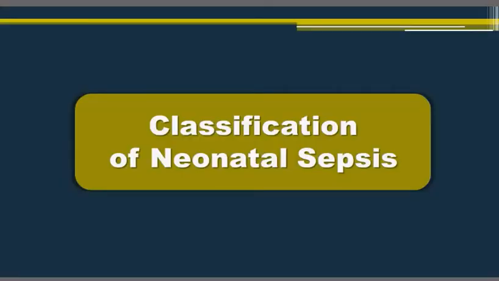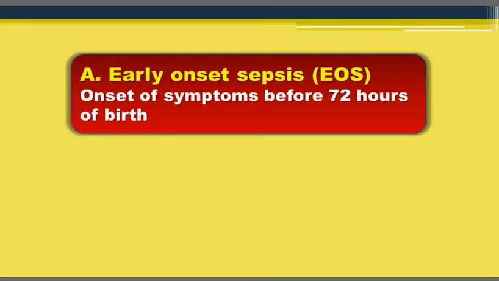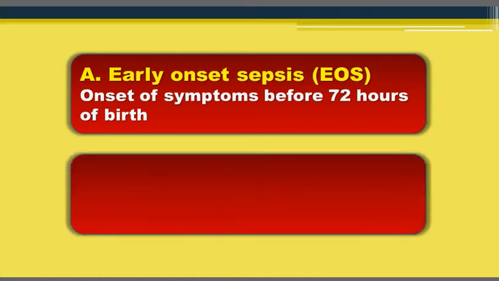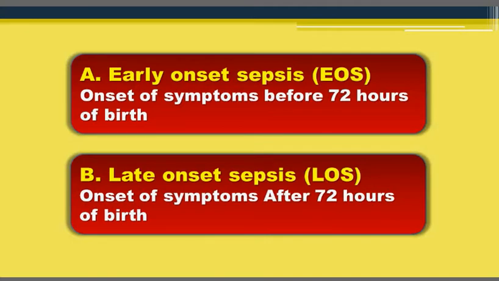Now we will go to a very important issue in our lecture, which is the classification of neonatal sepsis. We can classify neonatal sepsis into two main categories according to the clinical onset of the manifestation of sepsis. First, the early onset sepsis, which is when the onset of symptoms is before 72 hours of birth. And the other is the late onset sepsis, when the onset of symptoms starts after 72 hours of birth.